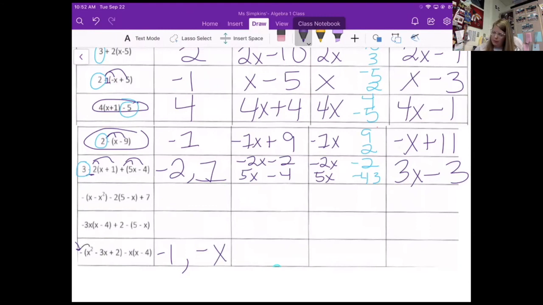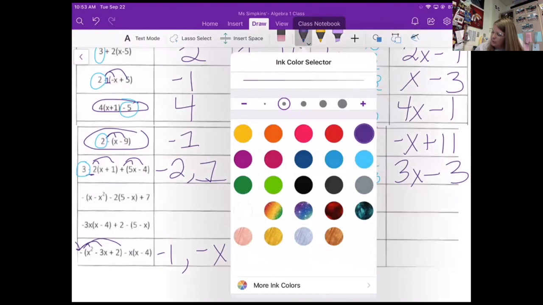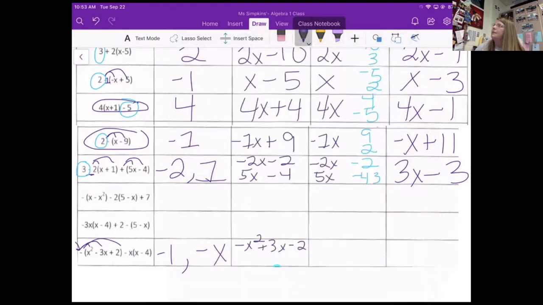So if we distribute this -1, we're going to get -x squared plus 3x minus 2. Notice how all three of those signs changed because we're multiplying by -1. The second set of parentheses, this is what I was talking about earlier. In case you didn't know, x times x is going to be x squared, specifically -x squared, because we have a negative times a positive. And then -x times -4 would change to +4. And then we want to make our like terms.